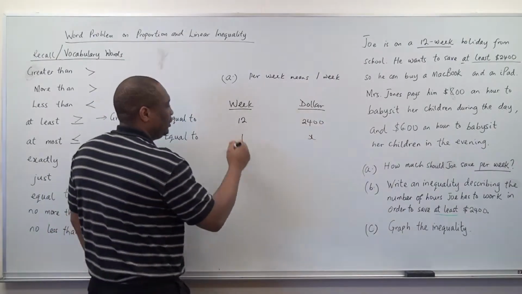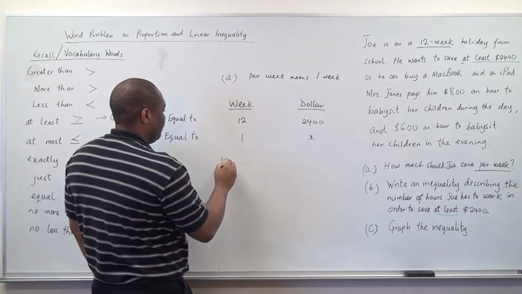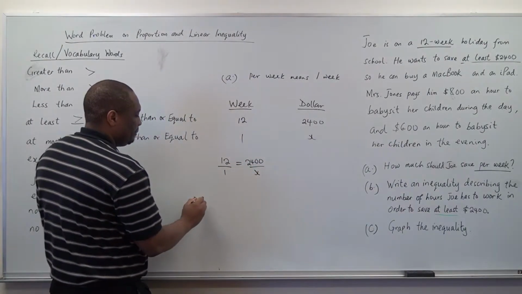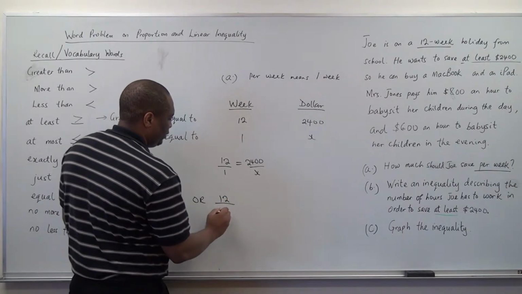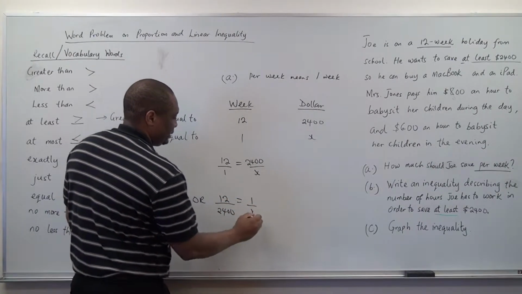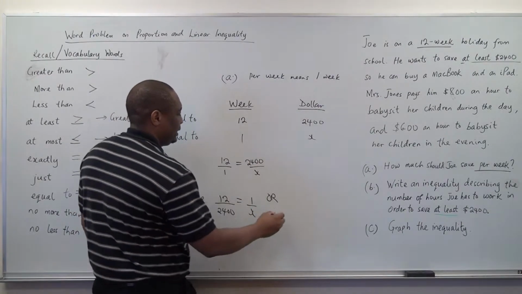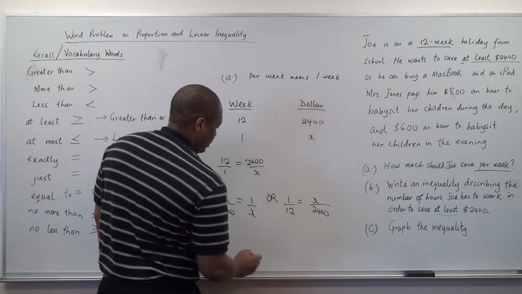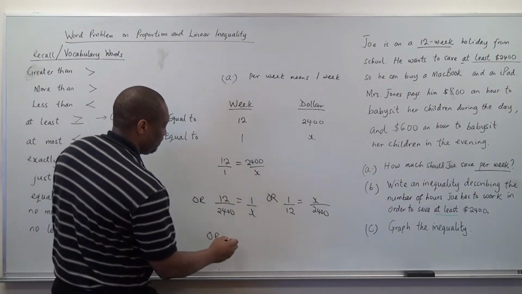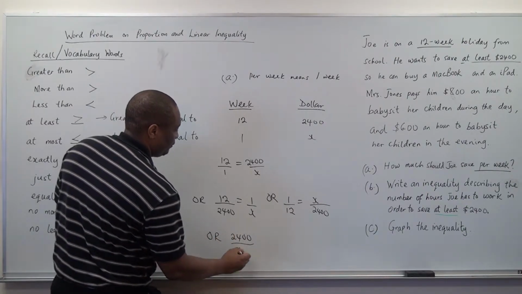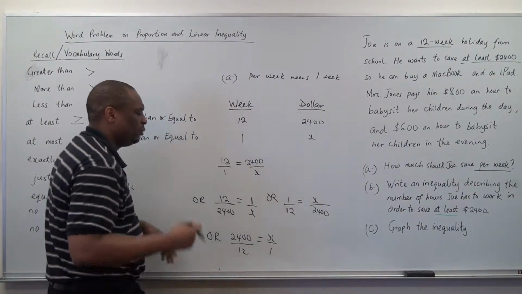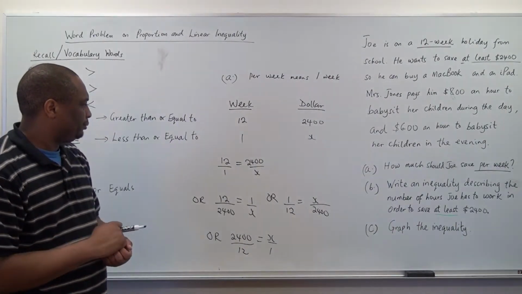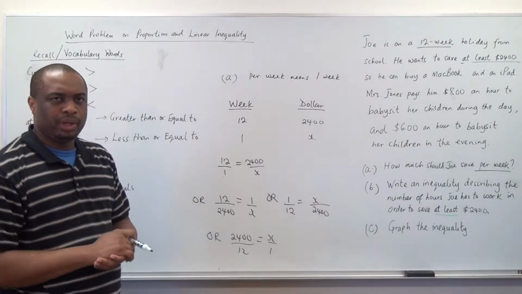So you can now establish your proportion. 12 over 1 equal to 2,400 over x. Or somebody else might say 12 over 2,400 equal to 1 over x. Or somebody else might say 1 over 12 equal to x over 2,400. Or you can write it this way, 2,400 over 12 equal to x over 1. So whichever way you want to do it, that is fine. Just make sure that you follow the proportion well.